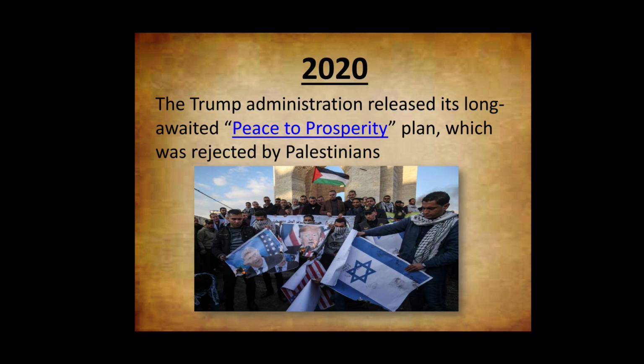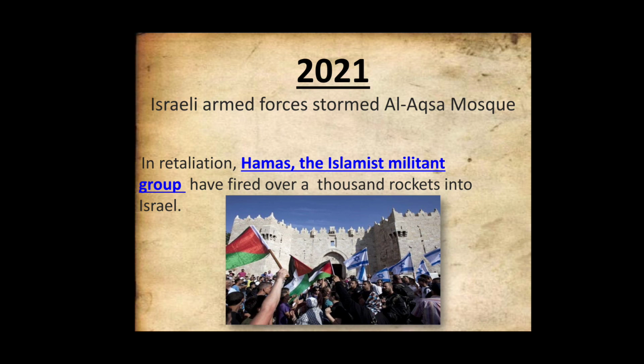In January 2020, the Trump administration released its long-awaited Peace to Prosperity plan, which was rejected by Palestinians due to its support for future Israeli annexation of settlements in the West Bank and control over an undivided Jerusalem. Now coming to the present situation.